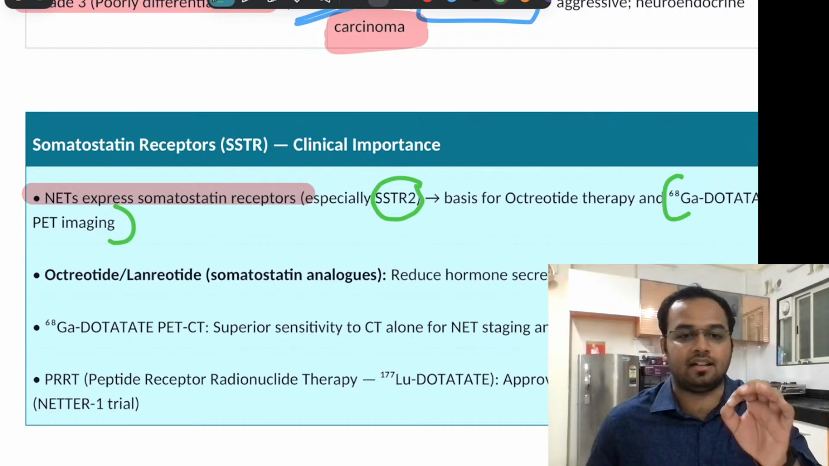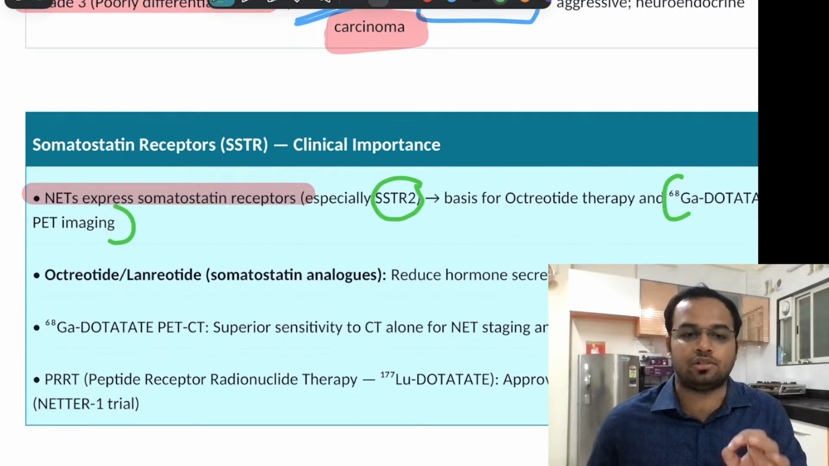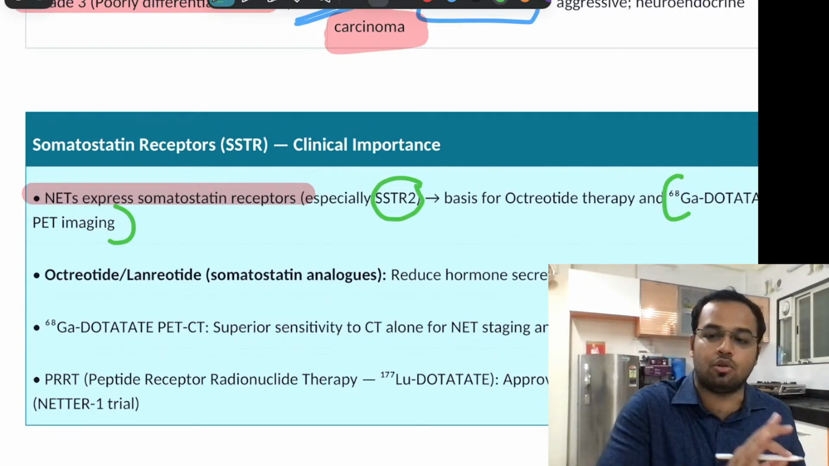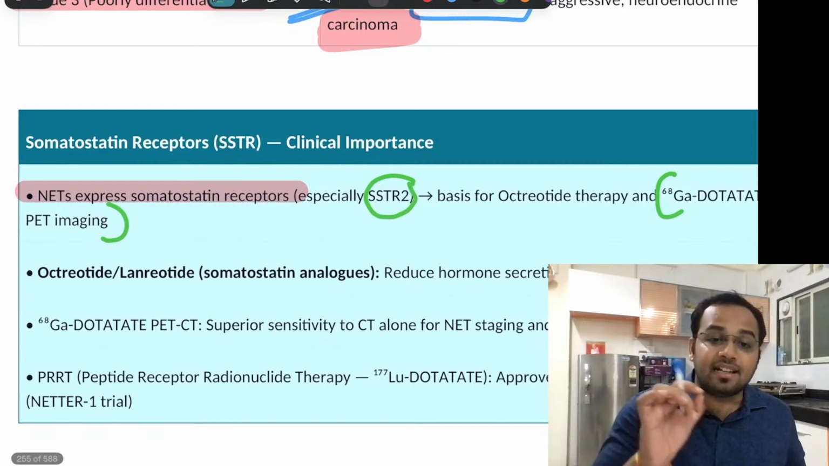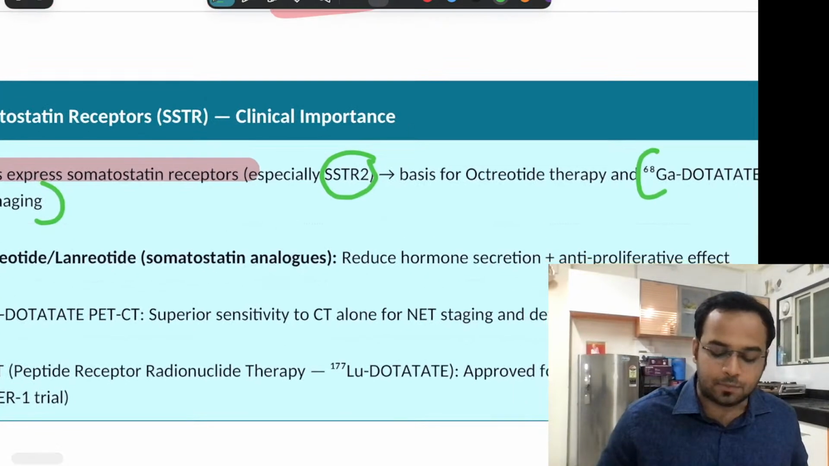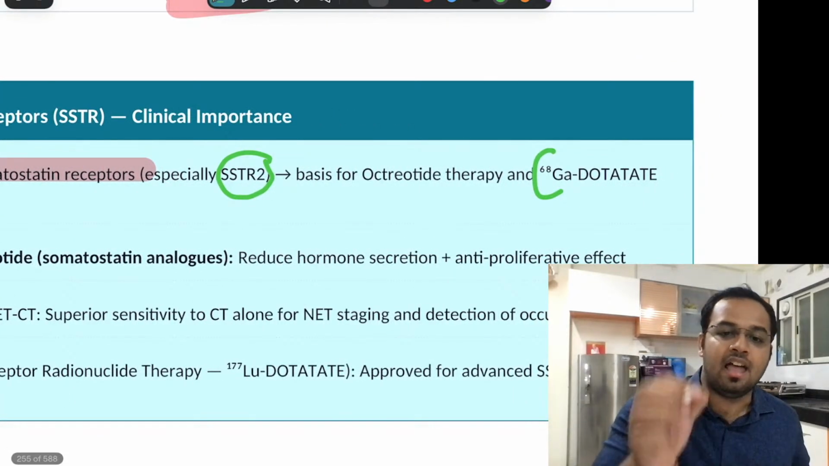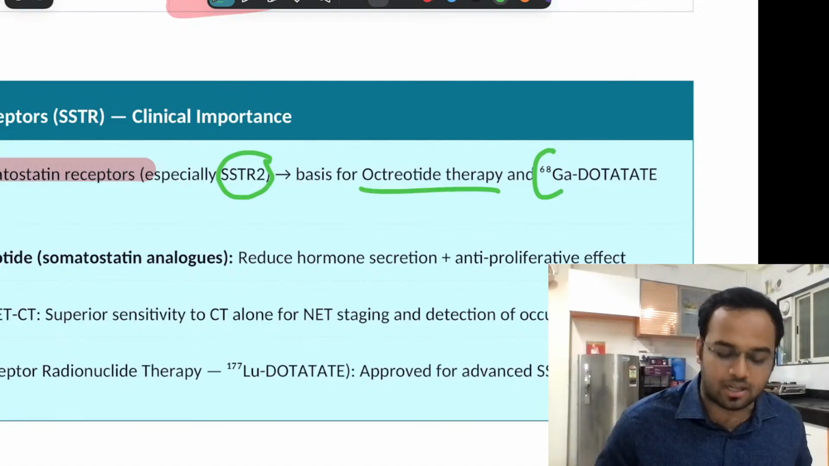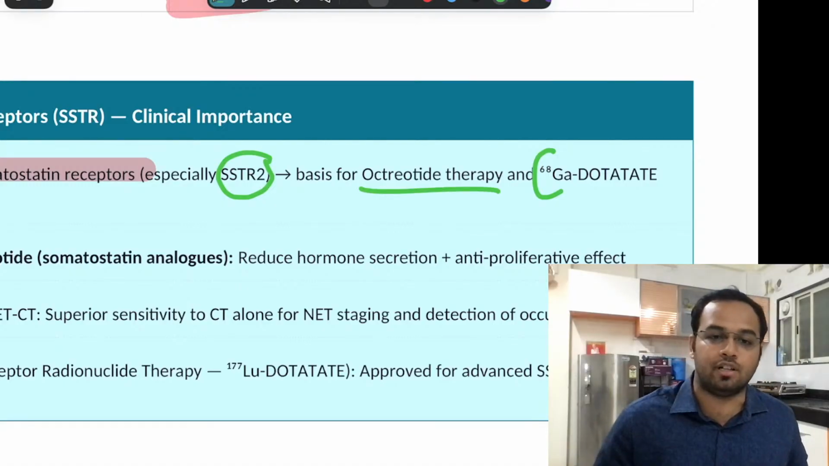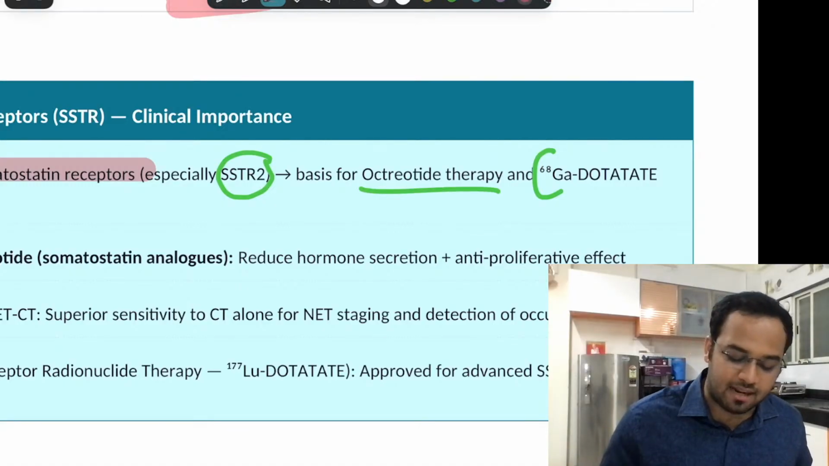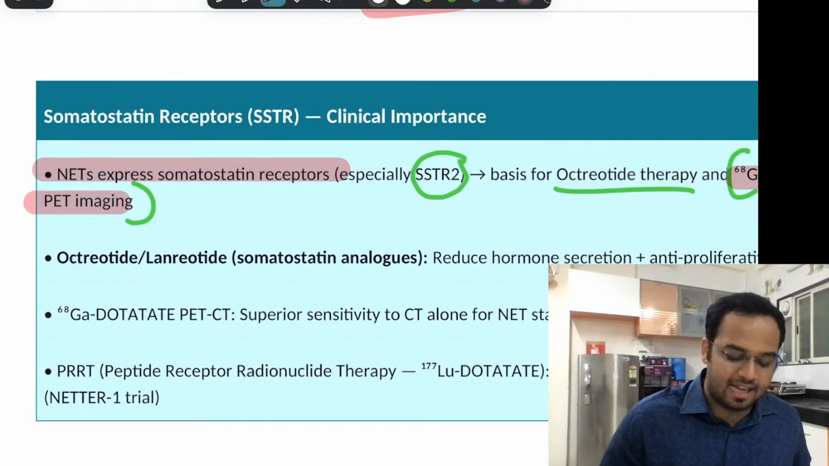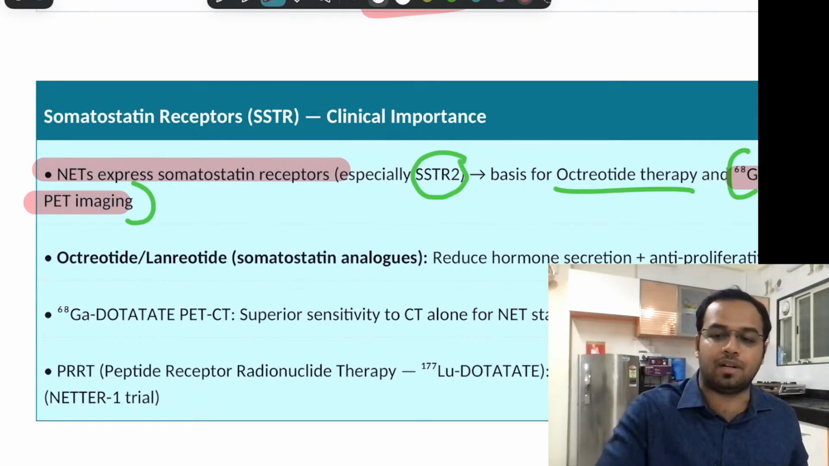So somatostatin transmembrane receptors are present in neuroendocrine tumors, and that is the reason why this patient can be given a somatostatin analog, which is octreotide, wherein the tumor can stop functioning. That is also the basis where the gallium dotatate comes into the picture, because gallium dotatate is going to use the same receptor to enter into the cell.